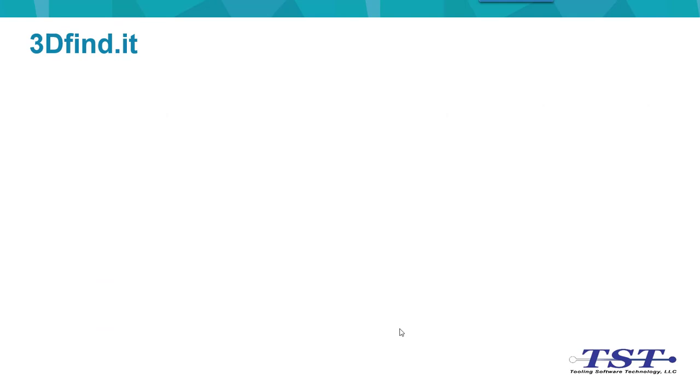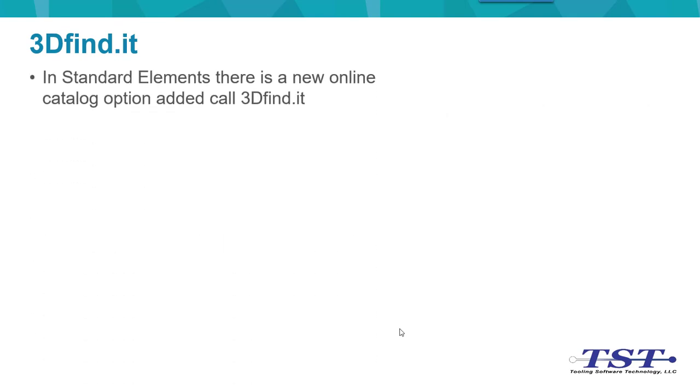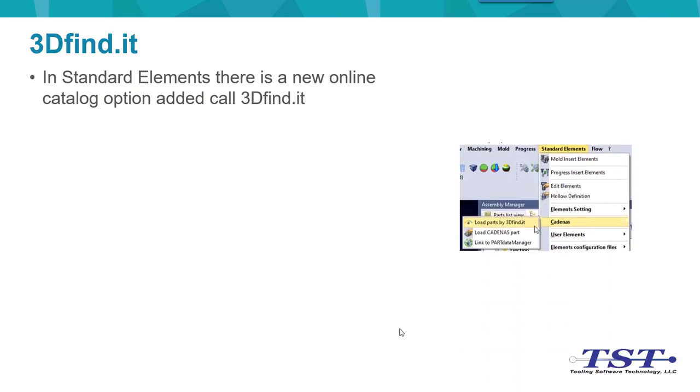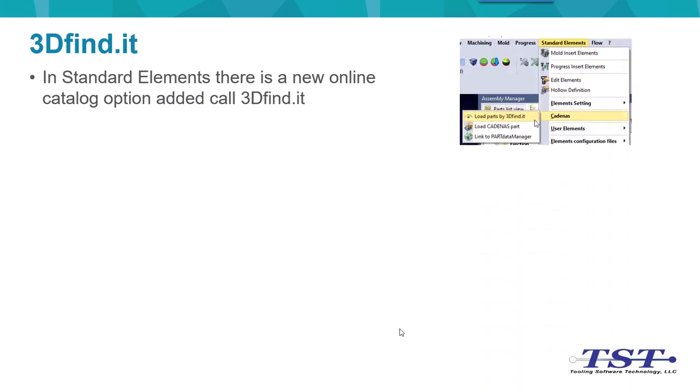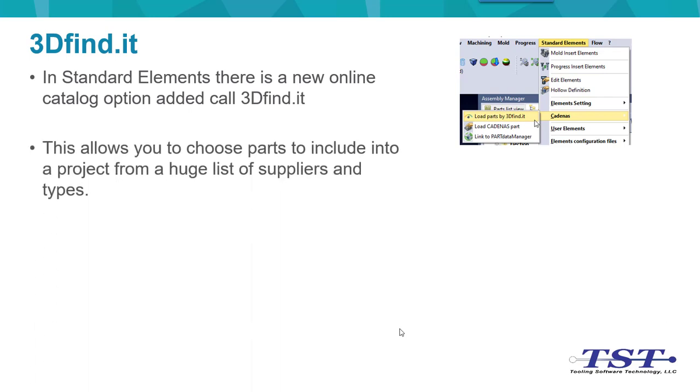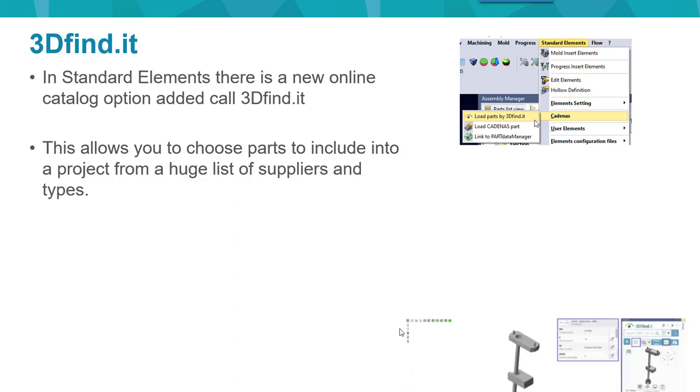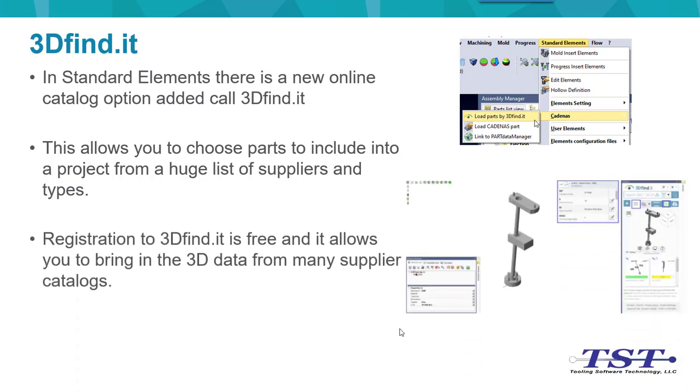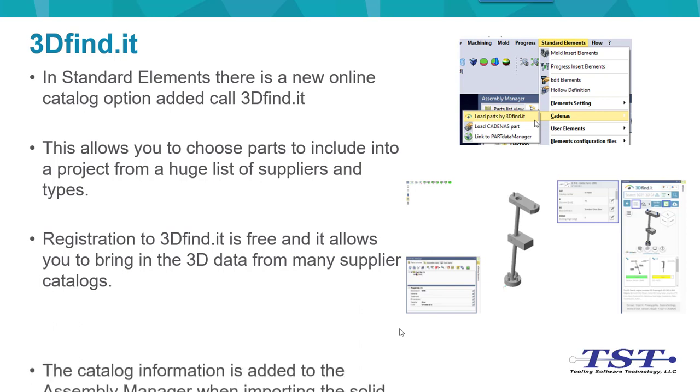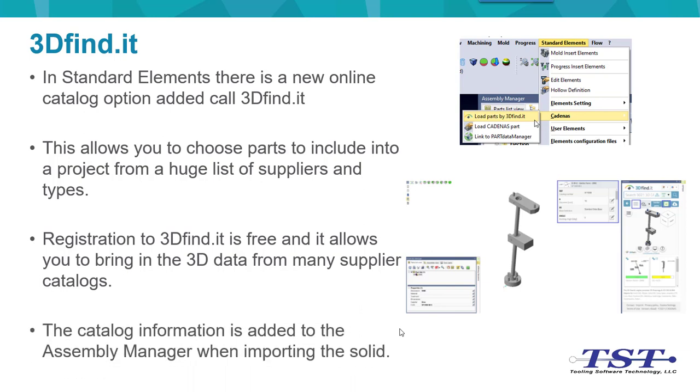There's a new option inside of the standard elements also, which is called 3D Find It. In the standard catalogs, this new online catalog allows you to search different things through the Cadenas dropdown. This allows you to choose different parts, including projects from huge supplier lists in different types. The registration is free, and it allows you to bring in 3D data from many different suppliers. The catalog information is added into the assembly manager when importing in the solids as well.